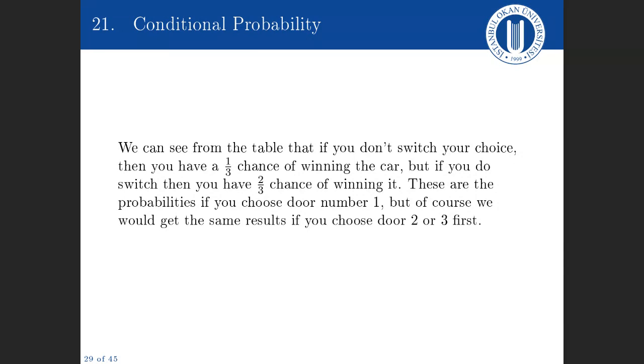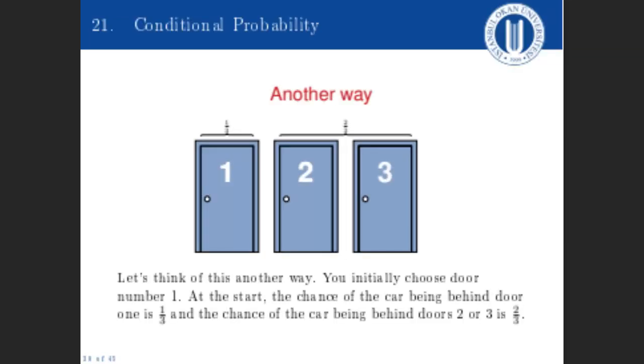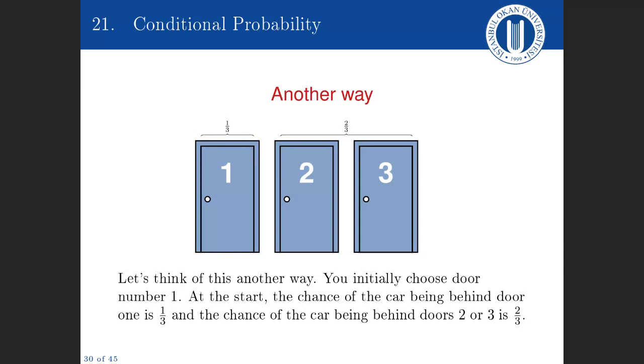As I said before, these are the probabilities if you choose door number 1 first, but all doors are identical, so it doesn't matter which door you choose first. The probabilities are going to be the same if you choose door 2 or door 3 first. Let's think about this another way. Again, let's suppose that to start with, you choose door number 1. So at the start, the chance that the car is behind door number 1 is 1 in 3, and the chance that it's behind either door 2 or 3 is 2 in 3.